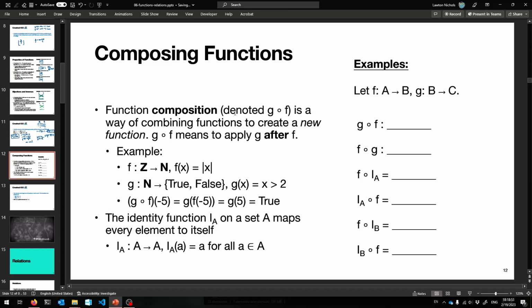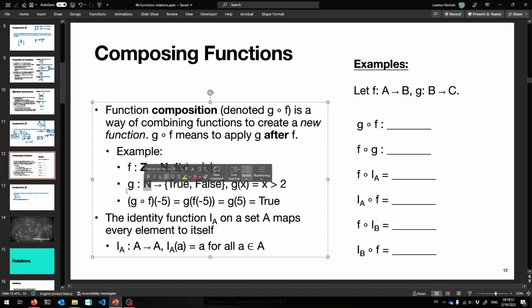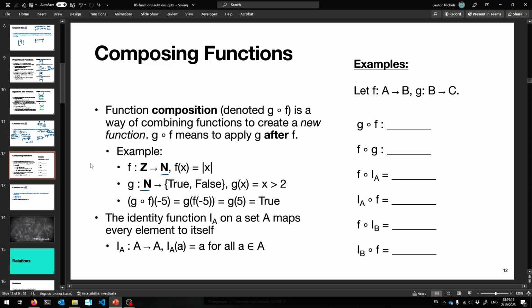It's a way of combining functions to make a brand new function. It's a bigger function that does both, right? G composed with f means to apply g after you apply f. So here's an example. F takes an integer to a natural number, so it takes an input to its absolute value, and then g takes a natural number. Notice how these have to align here, these better agree if you want to compose them. It takes a natural number to a Boolean value, true and false, and so g of x is asking the question, is x greater than 2?